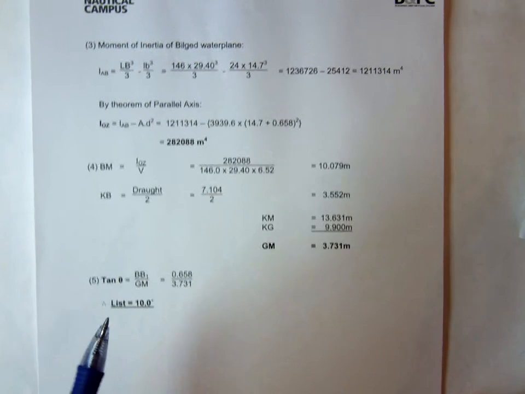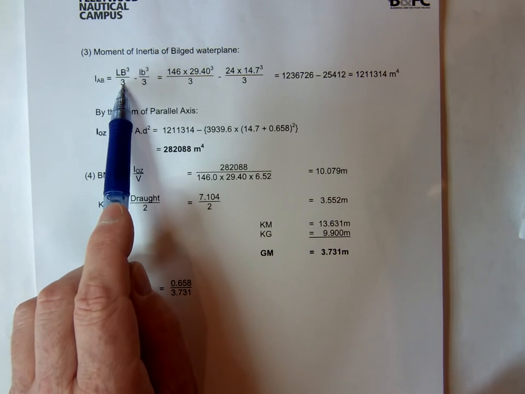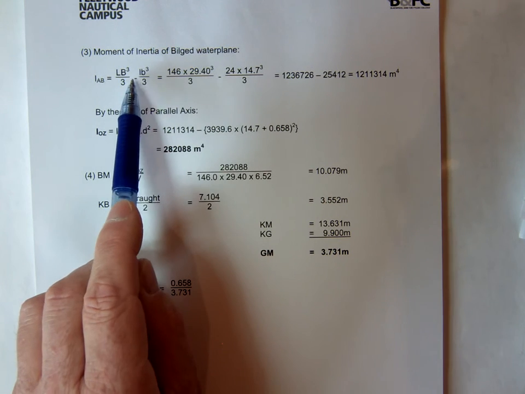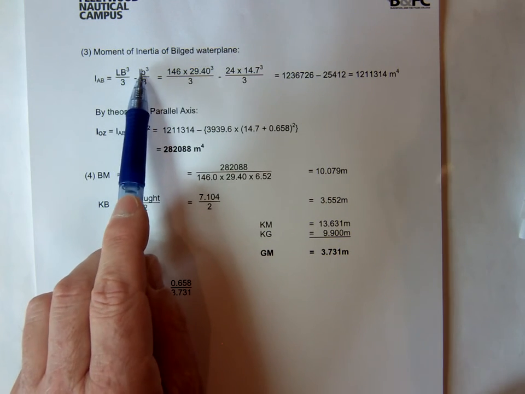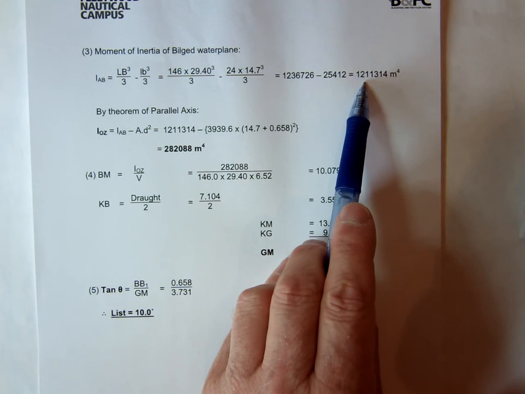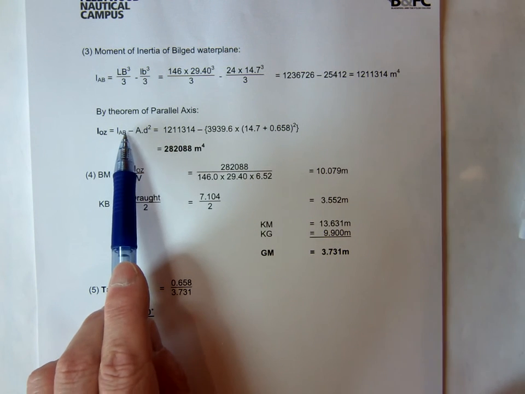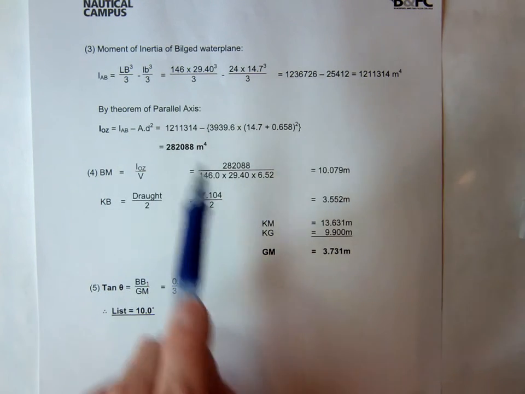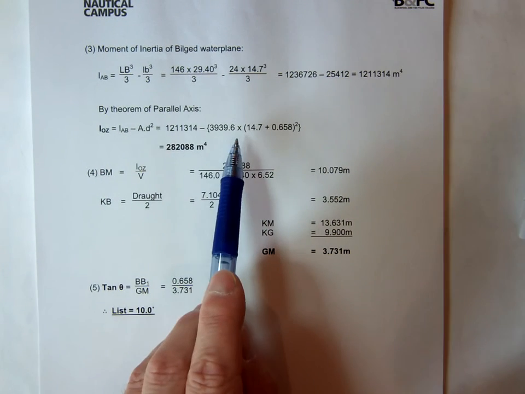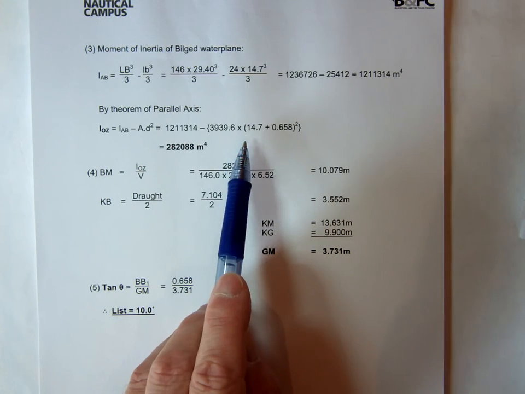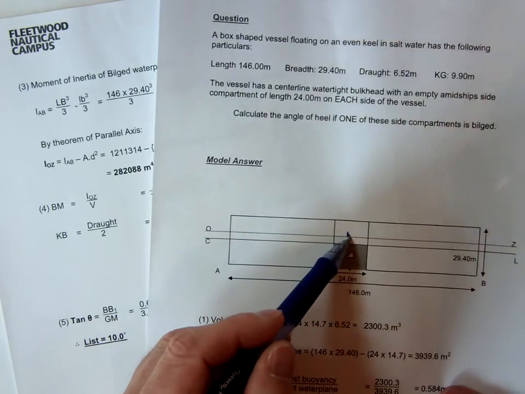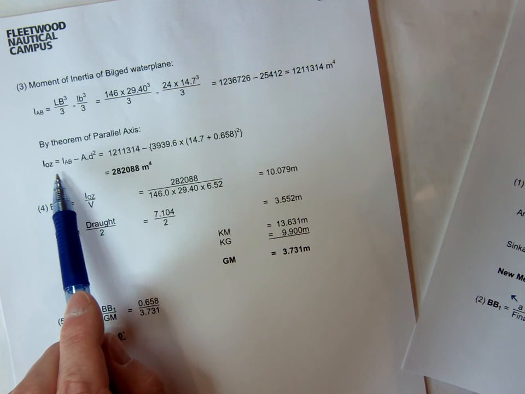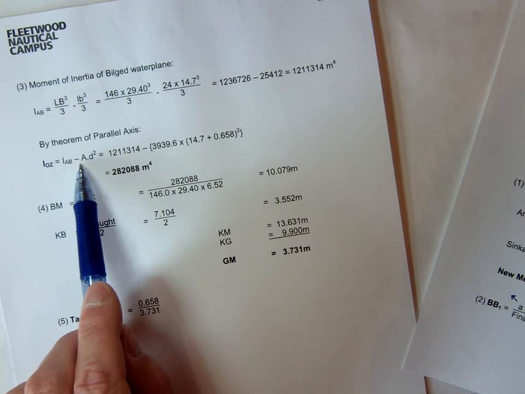So you just have to remember also that on the outer edge it's LB cubed over 3, not LB cubed over 12. LB cubed over 3 minus the area that's been bilged, so our inertia is reduced to this value. Parallel axis takes us back to the new centre line by subtracting from this value the area times d squared, which is the distance from here to here squared. It's the normal parallel axis formula which you've got on your formula sheet: I about the centre line is I about the edge minus A d squared.